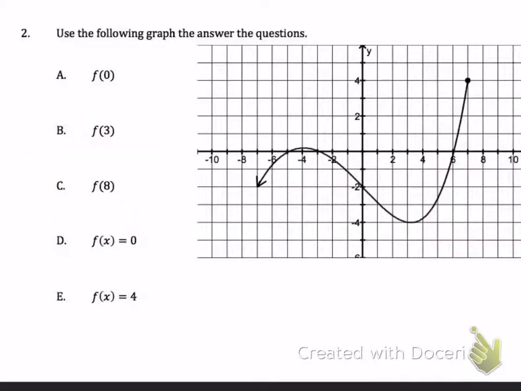Okay, so for this one, no, you don't need a calculator. You're looking at a picture, and you're going to look at where the function is based on this graph. So f of 0: I'm going to look at x equals 0, which is this line right here, and I'm going to say what the y value is. So this is my x. What is my y? My y is -2. So I would say that f of 0 equals -2.